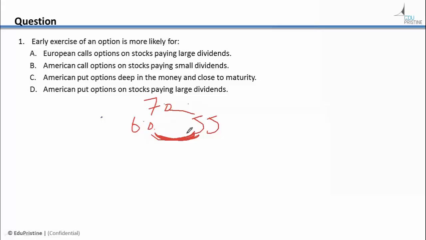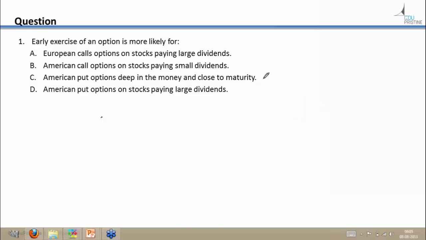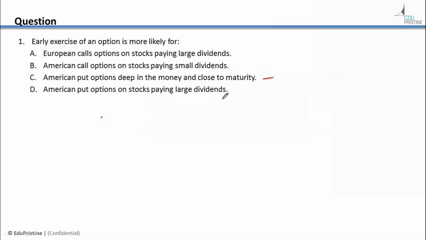So you will wait for this dividend. You will not exercise this before this dividend. So you will not early exercise. So in a call, if it's a large dividend, you will early exercise. But in a put, if it's a large dividend, you will not early exercise. You will wait for the dividend and then exercise. So there is no early exercise with the put with large dividends. So this cannot be answered. Hope you understand. Now, so the clear choice is C, but we will discuss.